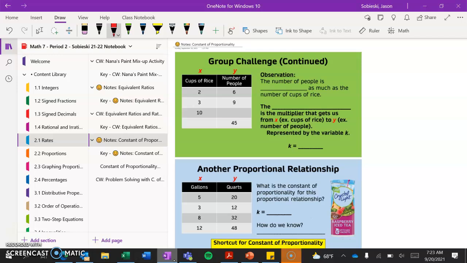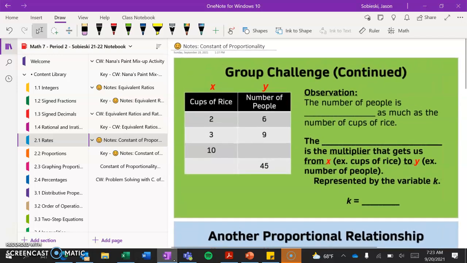In this video, we are going to look at our notes for the constant of proportionality, which is a vocab term we will define in about a minute or two. So if you could hop over to OneNote in your 2.1 rates tab, you should have a page that's called Notes, Constant of Proportionality. So you're going to want to open that. That way you can follow along in your own notebook.